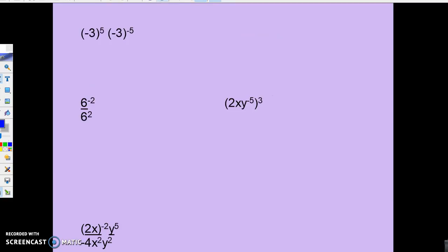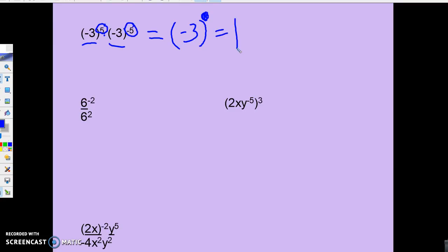So let's go ahead and do a few practices with everything combined. So this first one, we have a base of negative 3. We have a base of negative 3. These are being multiplied together. So multiplication of these two, well, if I do 5 and negative 5, because my base is the same, this is where I add those two together, and then my base is negative 3 to the 0 power, which anything to the power of 0 is 1.